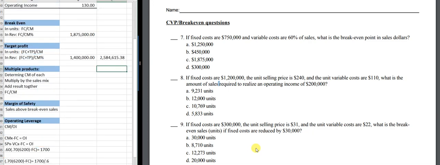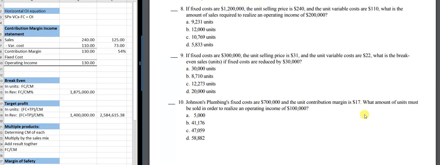Okay, let's go on to number 9. Only have 10 on this. Okay, so if fixed costs are 300,000 and unit selling price is 31 and variable cost is 22, what is break-even unit in sales if fixed costs are reduced by 30,000? Okay, so it could be a multiple line of questions where I could figure out break-even here and then break-even, but it just asked me break-even for fixed costs. So what is break-even in sales units? I wish they would have put that up there in that one.